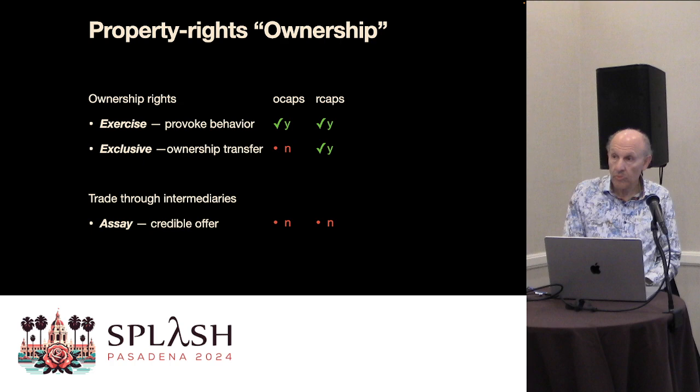However, reference capabilities do not, within the distributed system framework constraints that I'll be explaining, provide for credible assay. The E-rights framework, which we've been developing for a long time, provides for the exclusive transfer of ownership and for the credible assay, but it does not provide for exercise. It's only the transfer of symbolic rights.